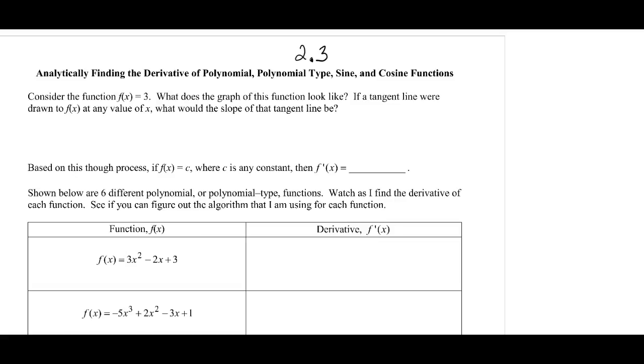Welcome to AP Calculus AB Lesson 2.3, finding the derivative of polynomial type, sine and cosine functions.